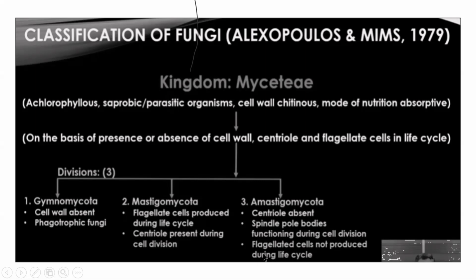That means aplanospores are only produced in Amastigomycota. Aplanospore, I have already mentioned this. Non-motile spores are called aplanospores. They are produced by the fungi belonging to Amastigomycota.